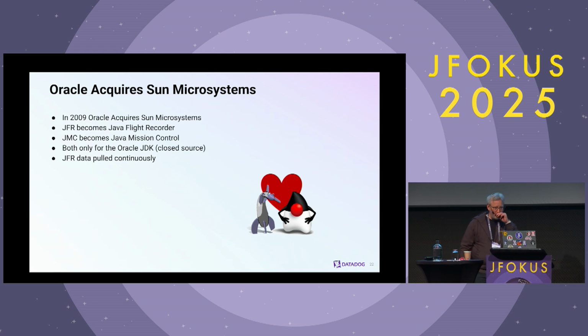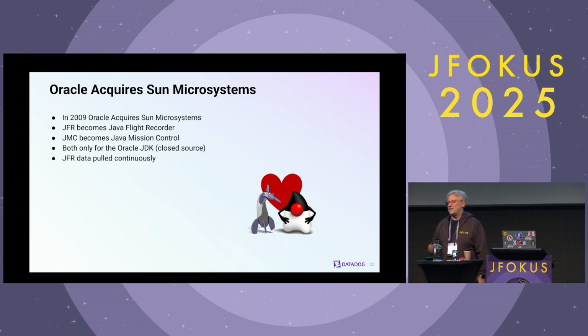In 2009, Oracle acquired Sun Microsystems. I was doing a lot of talks around this. I was jokingly referring to the merger of JRockit technology and HotSpot technology as HotRocket. At the time, JFR became not JRockit Flight Recorder, but now Java Flight Recorder. JMC became Java Mission Control, but these technologies were still only internal for Oracle JDK. It was still closed source.